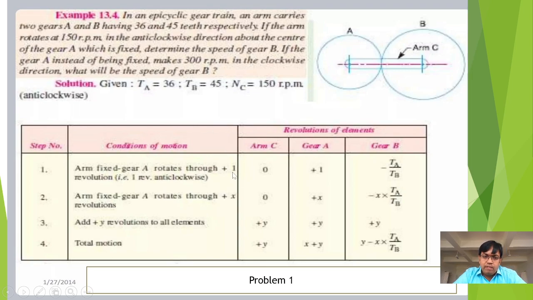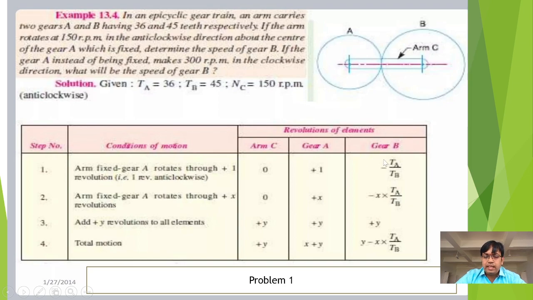So instead of gear A rotating for one revolution in the anti-clockwise direction, if we rotate it for x revolutions, what happens? That has been written in the second condition. In the second condition, the arm is fixed. The arm here means arm C is fixed. Now instead of rotating for one revolution, what happens if you rotate for x revolutions? The arm is fixed, therefore it is 0. In the first condition, we rotated gear A for one revolution, and therefore it is +1. Now here we are rotating it for x revolutions, therefore it is plus x.